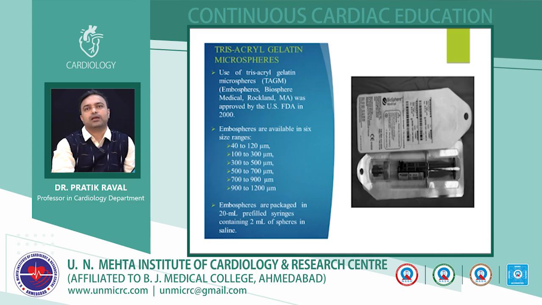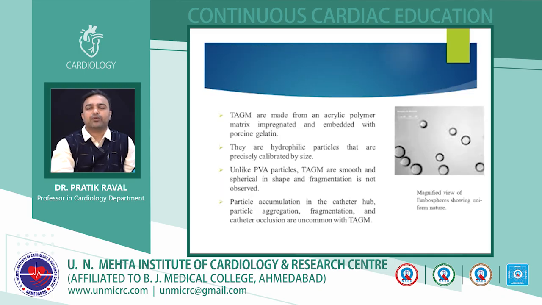Trisacryl gelatin microspheres are another particle, commercially available as Embospheres. These particles range in size from 40 micron up to 1200 micron. These are available as a pre-packed 20 ml pre-filled syringe which contains 2 ml of spheres. They differ from PVA particles in that these are uniformly shaped and perfectly spherical particles. They are hydrophilic, precisely calibrated by their size, and they are made from an acrylic polymer that is impregnated and embedded with porcine gelatin.